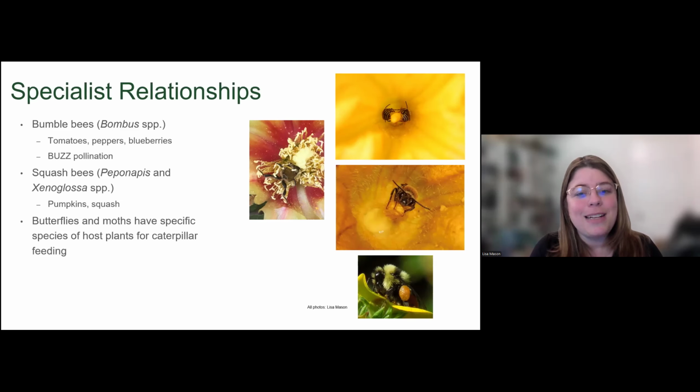And something else to keep in mind too, all of our butterflies and moths have specific host plants that their caterpillars feed on. We have a lot of generalist beneficial insects. A lot of our bees are generalists, meaning they'll forage on a wide variety of plants. But butterflies and moths have those very specific host plants, and many of those host plants are found in our home gardens and in rural landscapes.